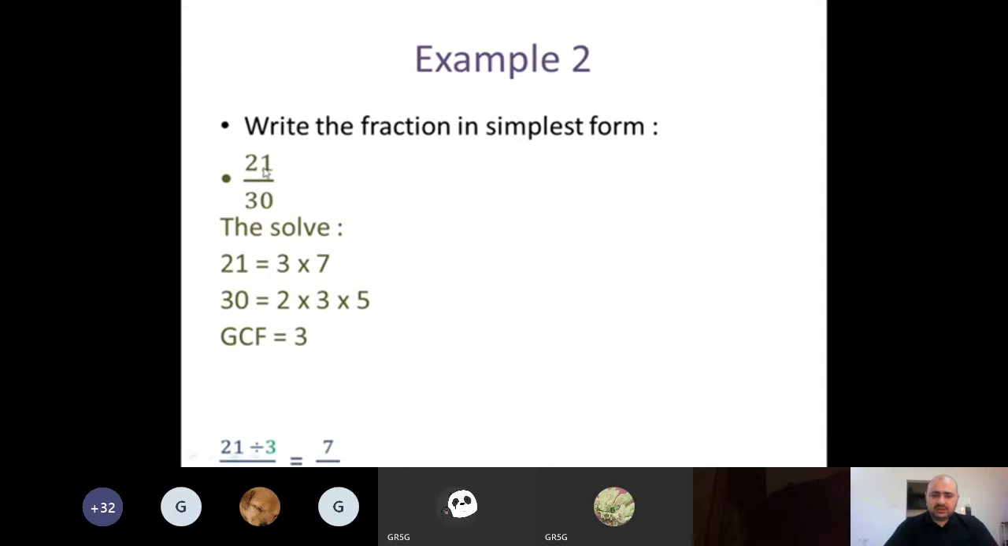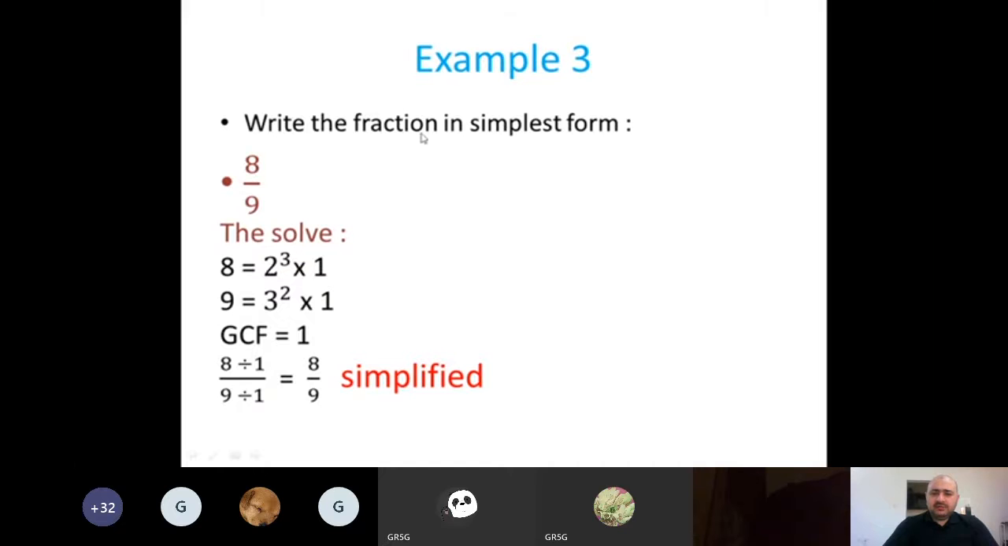Go back to the same fraction. Now you can write 21 divided by the GCF, 3, and 30 divided by 3. 21 divided by 3 will be 7. And 30 divided by 3 will be 10. So now we have 7 over 10. This is the simplest form.